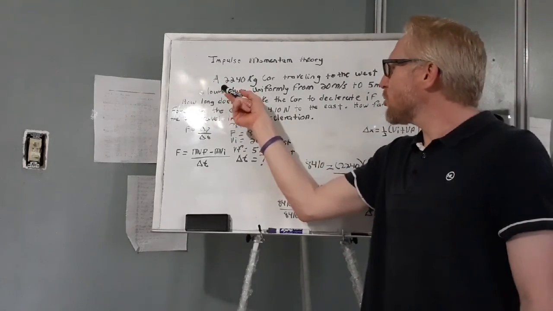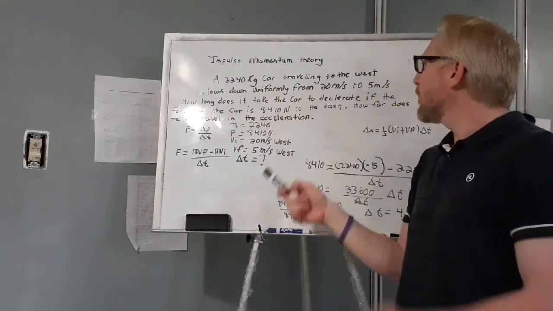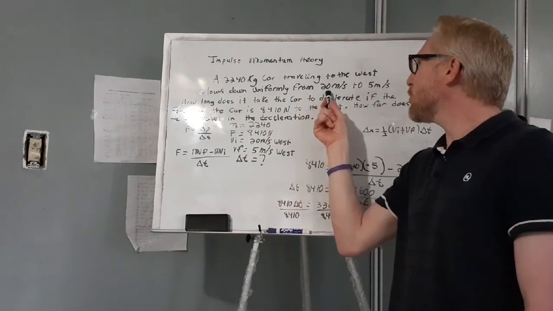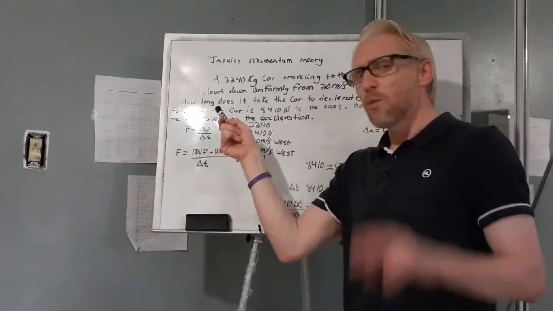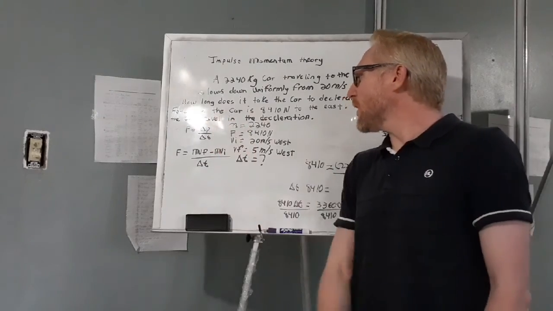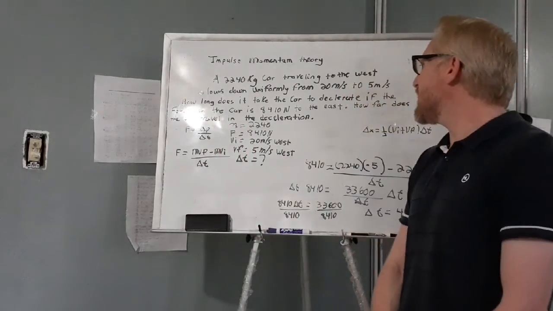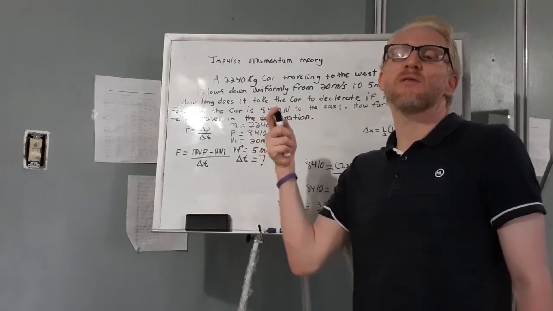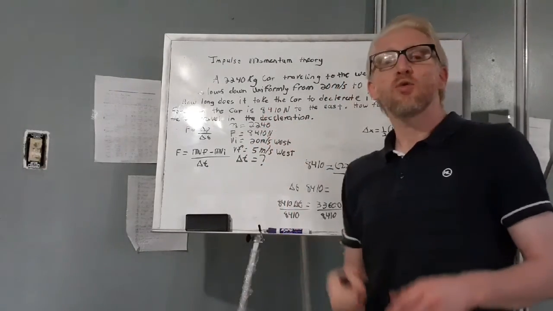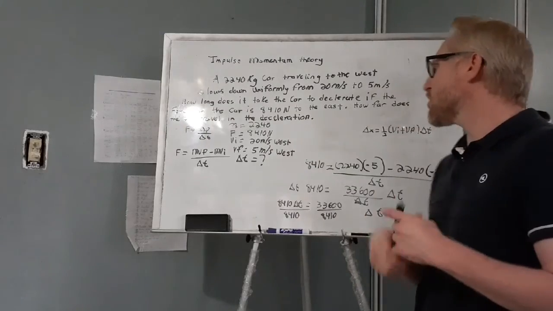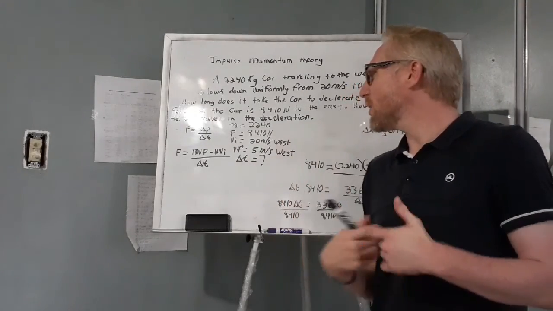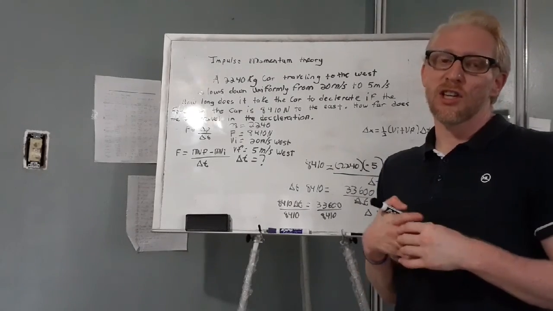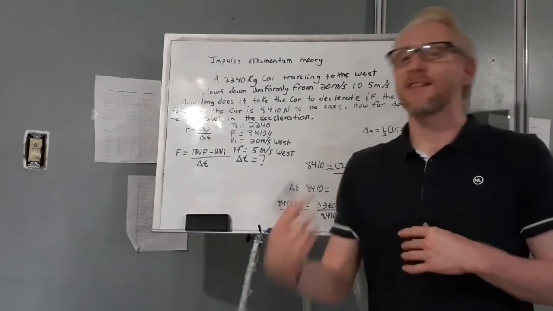The problem says, a 2,240 kilogram car traveling to the west slows down uniformly from 20 meters per second to 5 meters per second. We have two questions in this exercise. One is, how long does it take the car to decelerate if the force on the car is 8,410 newtons to the east? And the second question is, how far does the car travel in the deceleration? So we want to know two things: how long does it take the car to decelerate, and how far did it travel?